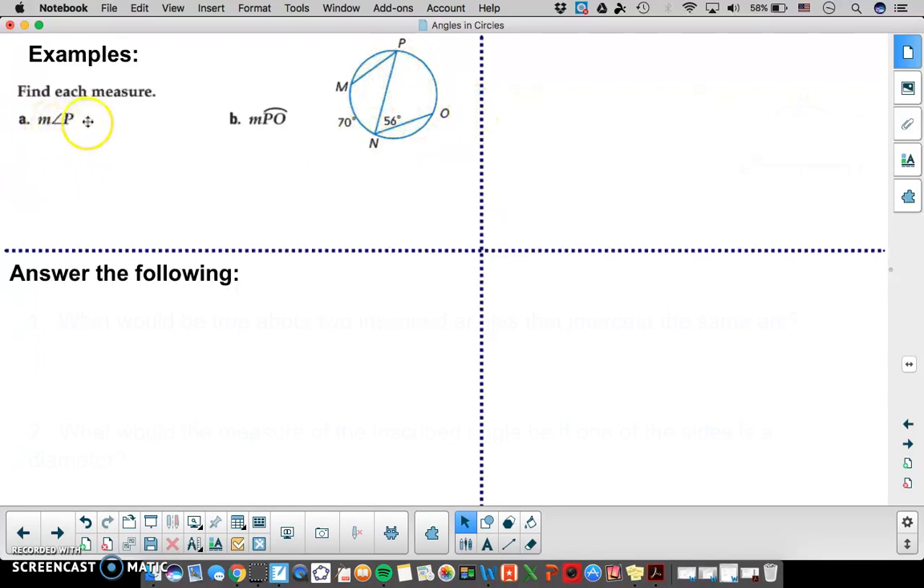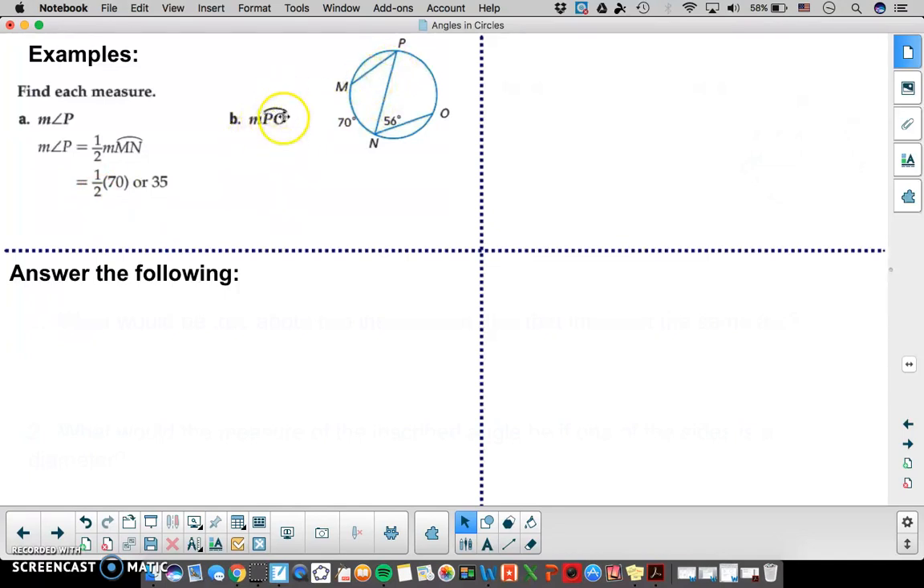So for the measure of angle P, the measure of angle P is going to be this inscribed angle here. Notice that we are given that intercepted arc of MN. Well, we know inscribed angles will be half of the intercepted arc, so measure of angle P is going to be half of arc MN. So half of 70 is going to be 35 degrees.